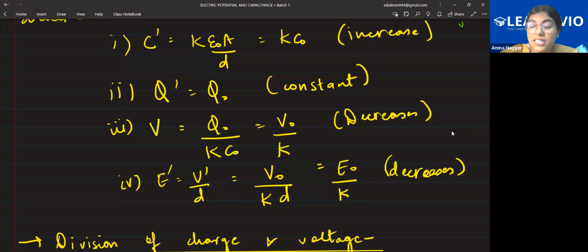Potential didn't change in the battery connected case, and charge remains the same in the battery disconnected case. And what about the potential? Potential decreases by K times. And if potential is decreasing by K times, the electric field also will decrease by K times. This is a very important portion.